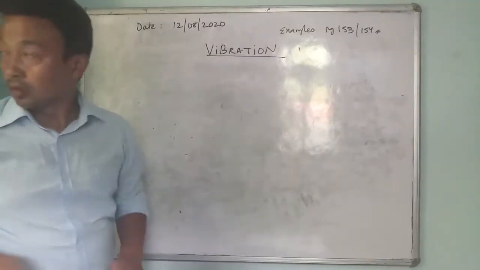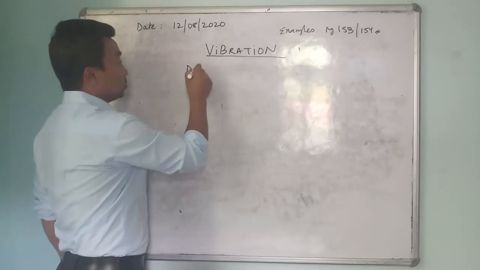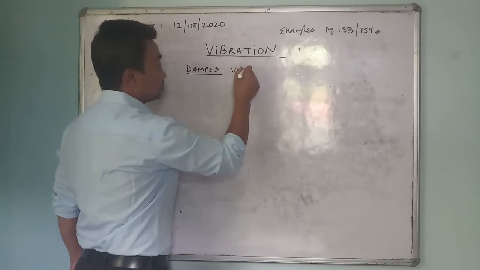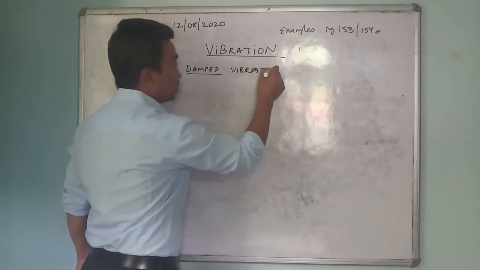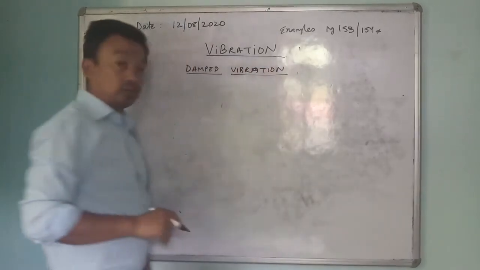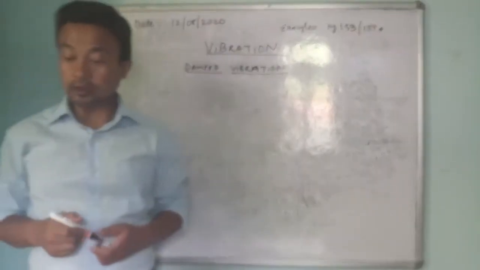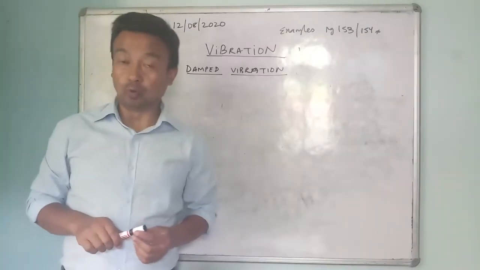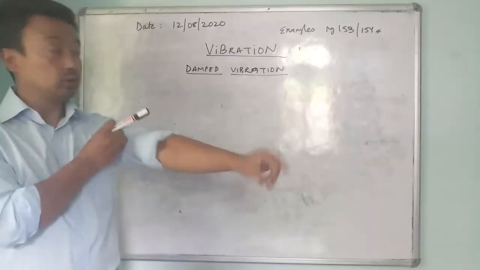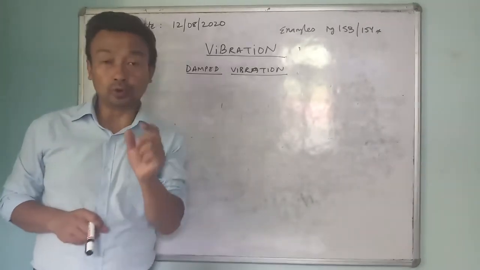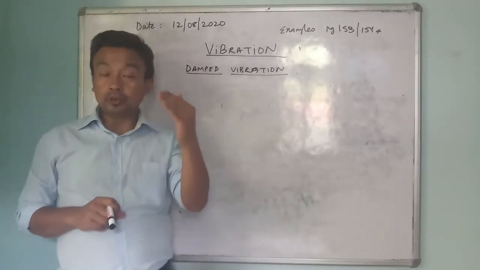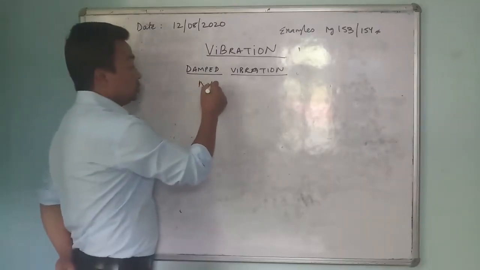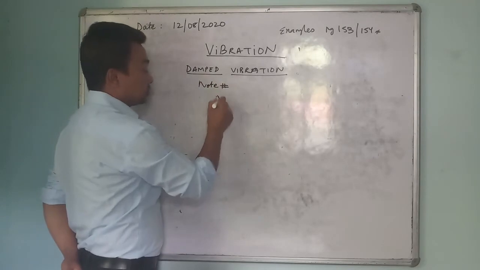Okay, now write down the second one, damped vibration. Damped vibration is the periodic vibrations of a body in the presence of a resistive force. Note that word, in the presence of resistive force, and its amplitude decreases with given time. So that is the 2 key points in the damped vibration.